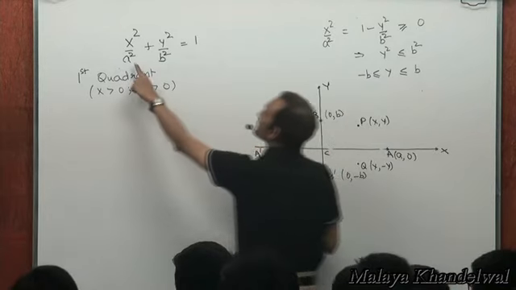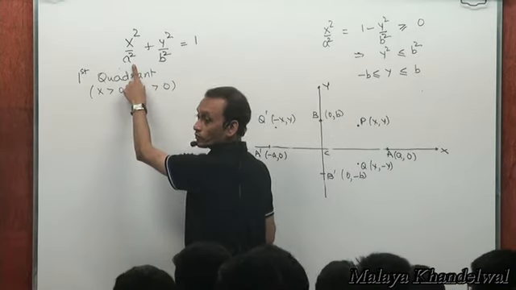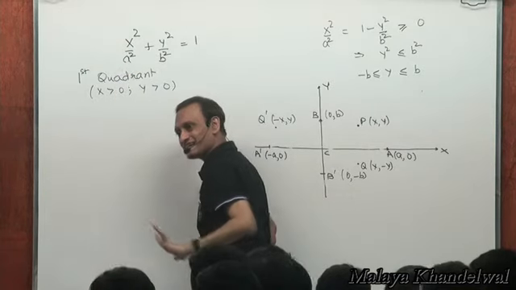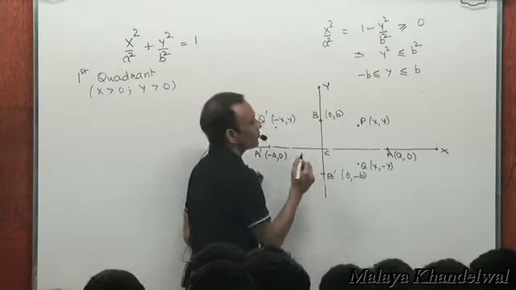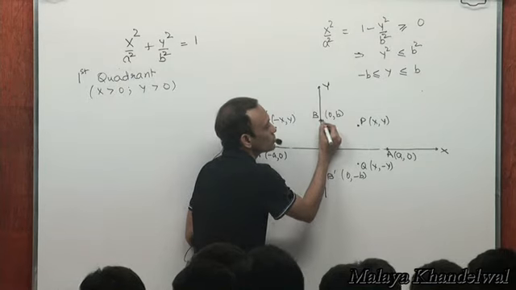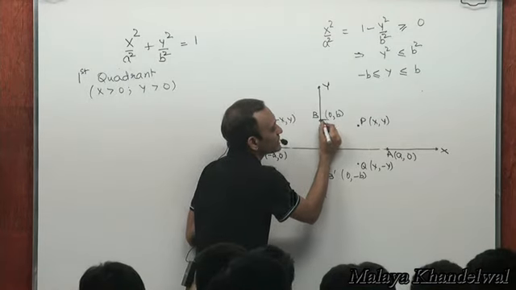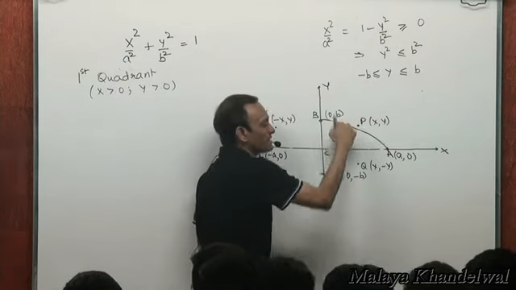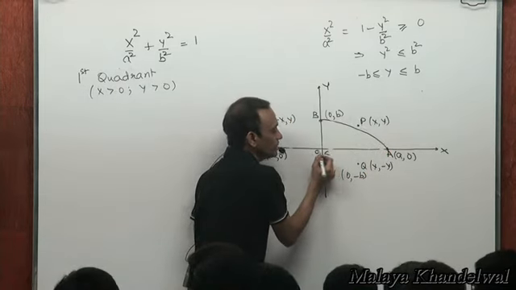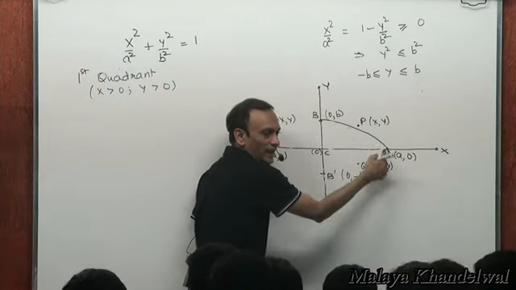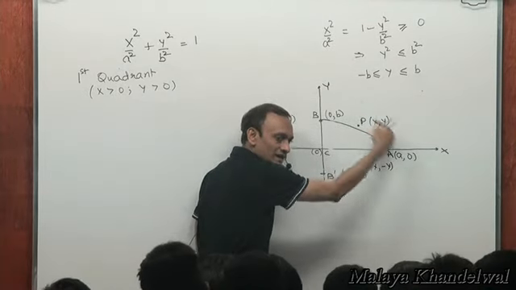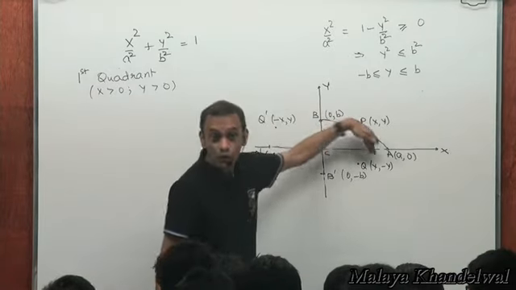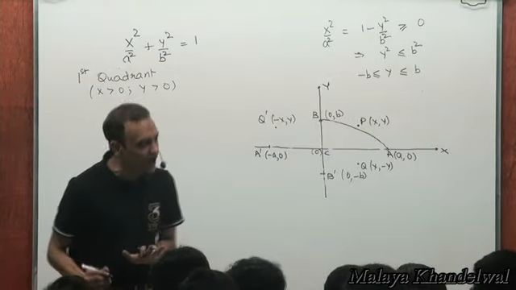as x increases, y will decrease here. In the first quadrant, if x is increasing, y must decrease. Therefore, if you go from x equal to 0 to x equal to a, y must decrease. As x increases, y decreases. If you go from x equal to 0, which is the origin, to x equal to a, as x increases, y must decrease. So this must be the looks of the curve. This must be the looks of the curve in the first quadrant, yes or no?